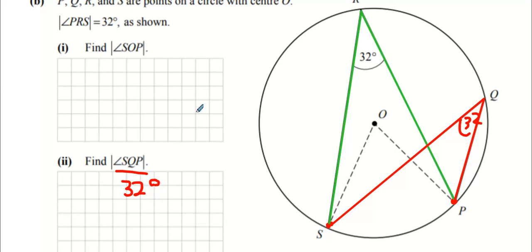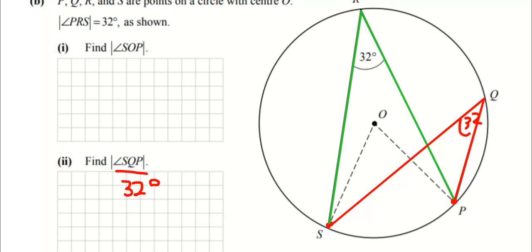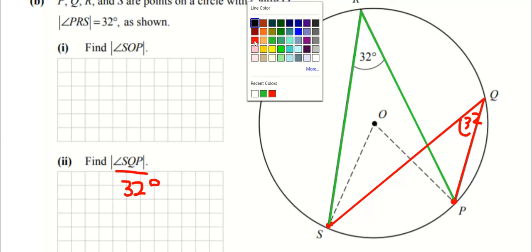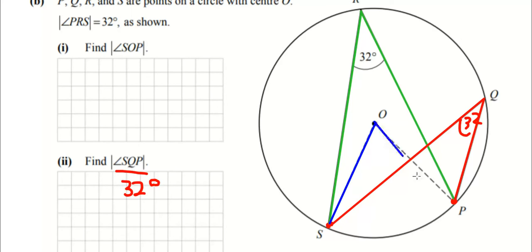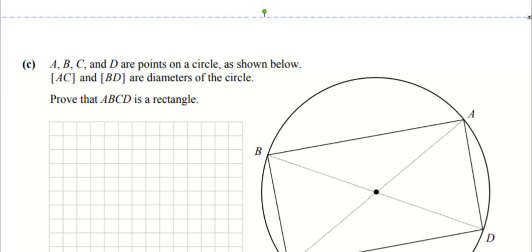Now, another thing to note is that when you look at SOP, which I will mark now in a second, when you're looking at SOP, guys, you can see the way it hits the center of the circle, but still standing on SP. So it means it's double 32 because it's not on the circle, it's at the center of the circle. So that means it'll be double, 64 degrees.